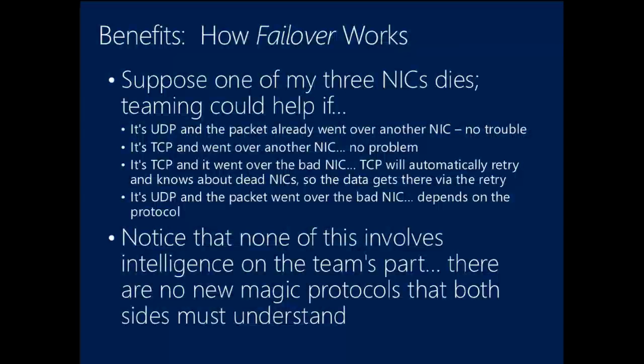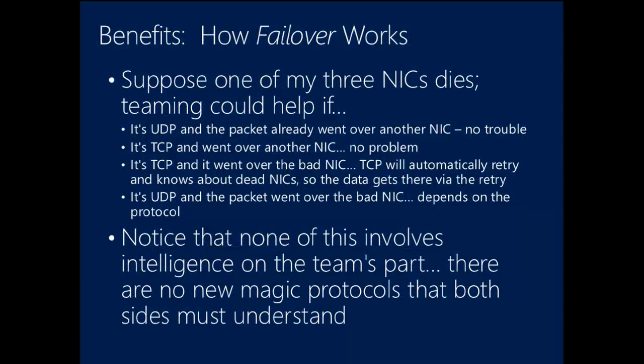But anyway, let's see how failover works. If I have 3 NICs and 1 dies, what's going to happen? Well, if it's UDP, there's a 2/3 chance it went over one of the other 2 NICs. That'd be good. If it's UDP and it went over the bad NIC, we lost it. But the underlying protocol may do retries. For example, DNS is very UDP heavy, but it also does retries, right? If it's TCP and it went over another NIC, you're fine. If it's TCP and it went over the bad NIC and got lost, we're going to find that from checksums.